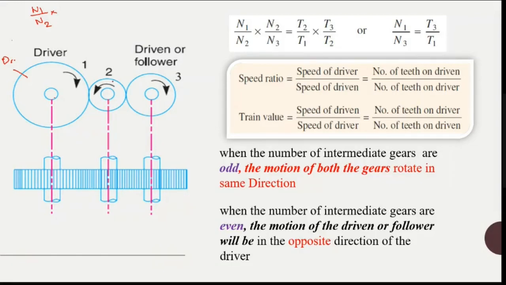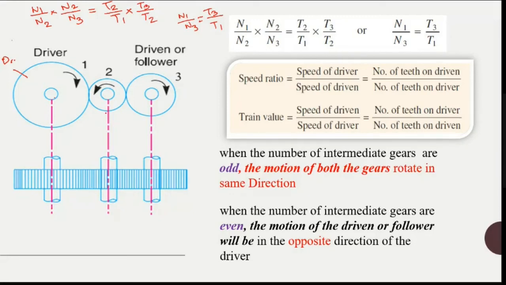Next, if I consider 2 and 3, 2 and 3 are meshing. When you consider 2 and 3, 2 is driving and 3 is driven. So I will get n2 by n3. Can you get it? Yes, sir. So similar to that, opposite: n1 by n2 is t2 by t1, into n2 by n3 is t3 by t2. So I will get n1 by n3 is equal to t3 by t1. So the middle gear is actually not needed.